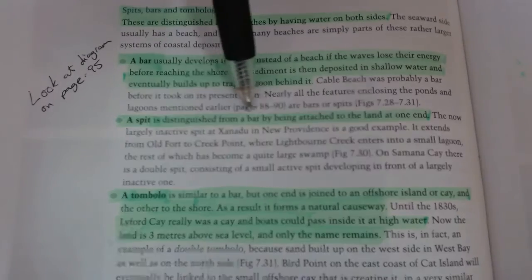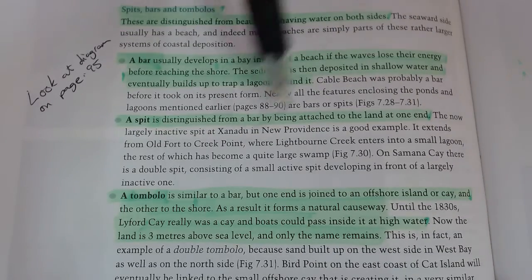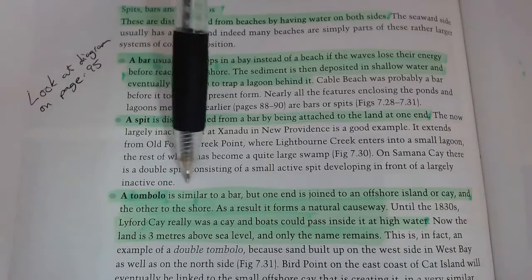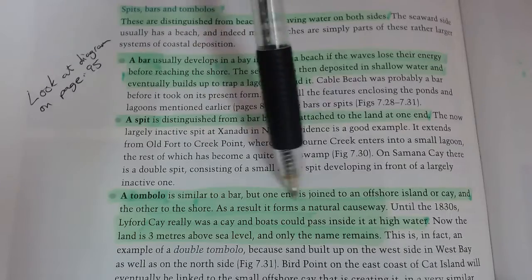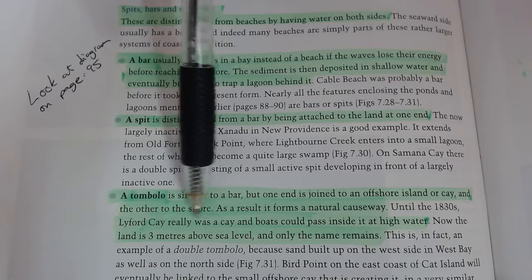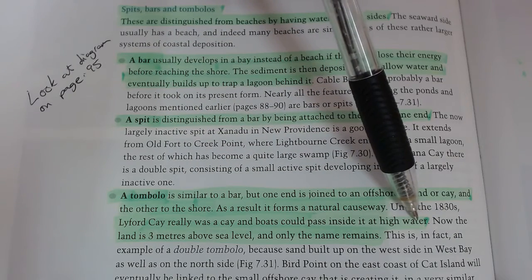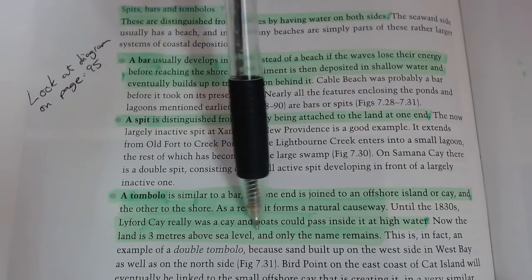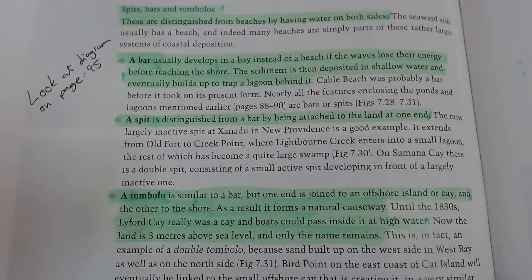A spit is distinguished from a bar by being attached to land at one end. So a bar attaches on both ends, a spit on one end. Then the tombolo is similar to a bar, but one end is joined to an offshore island and the other to the shore, so it forms a natural causeway or route. Lyford Key was really a key, and boats could pass inside it at high water. Now the land is 3 meters above sea level, and only the name remains. The reason it's called Lyford Key is it used to actually be a small island off the coast of New Providence, but naturally connected up to it through two tombolos.